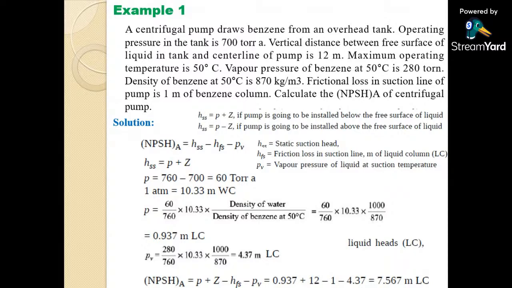So in our case we have the overhead tank, and from that overhead tank benzene is to be pumped. It means that the pump is definitely below the free surface of the benzene in the overhead tank, and in that case we can say Z is positive. So this equation will change from P plus or minus Z to P plus Z.